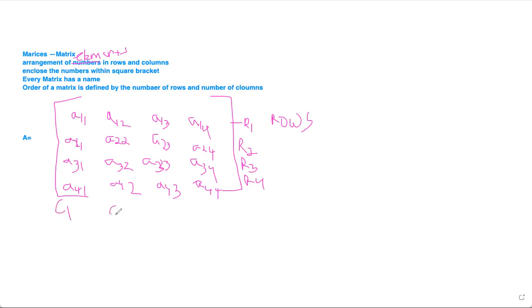Okay. C1, C2, C3 and C4. Is it understood? Yes, ma'am. Any doubts here? And every single item here is called an element. Okay. Any doubt? Understood? So let's go by the properties.